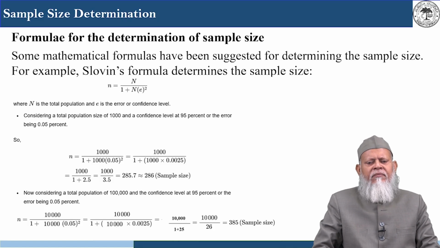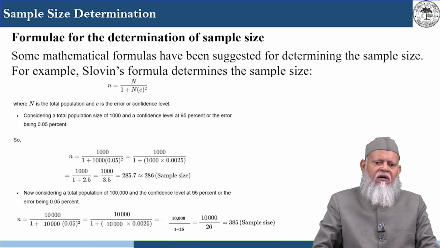However, some statisticians have also given mathematical formulas to determine the size of the sample. Here we first discuss Slovin's formula, which determines the sample size. The formula is small n is equal to capital N by 1 plus capital N into E square, where N is the total population and E is the error or confidence level.